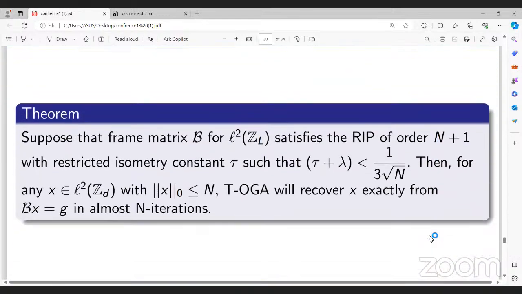And this is our main result. Suppose that the frame matrix B for ℓ2(D) satisfies the RIP of order n plus 1 with the restricted isometry constant tau, such that tau plus lambda is 1 upon 3 square root n. Then any x in ℓ2(D) with sparsity of x less than n, TOGA will recover x exactly from Bx equals y in at most n iterations.